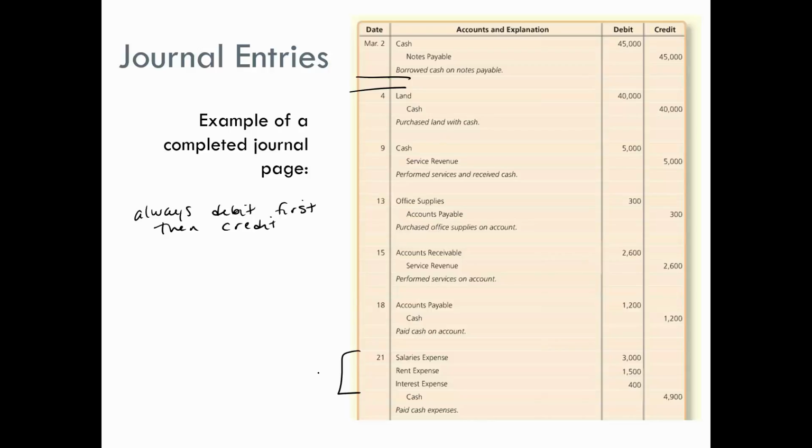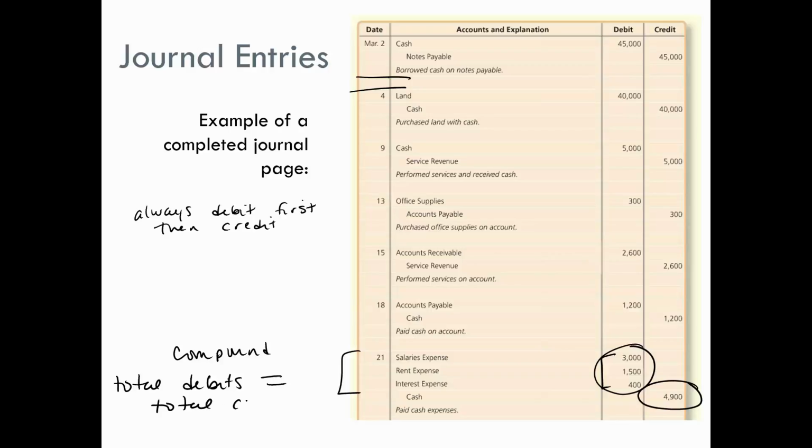Here, this one is a compound entry, and we can see I have more than just one debit and one credit. I put all of my debits first, and the sum of the debits has to equal the sum of the credits. So no matter how many debits and credits I have, the total debits must equal total credits. And there's a couple more problems in the practice problems for you to look at.